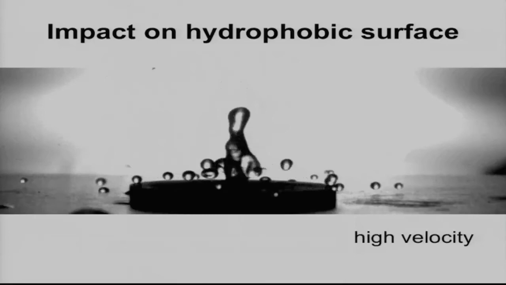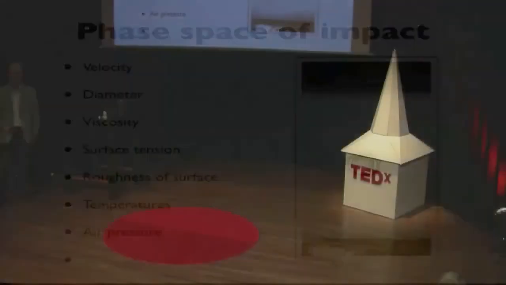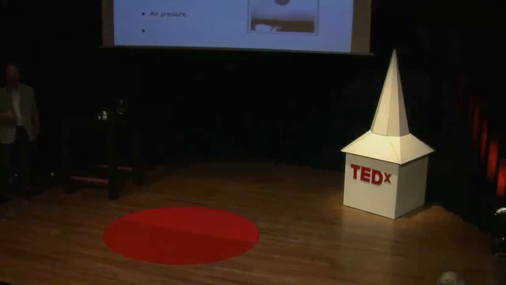Here is higher velocity, and you wonder why. It has only been found out recently. The parameter space of impact is huge. Velocity matters, diameter, viscosity, surface tension, roughness of the surface, temperature, and air pressure. It's very remarkable that air pressures matter. In former years, people made theories on impact without considering air at all.